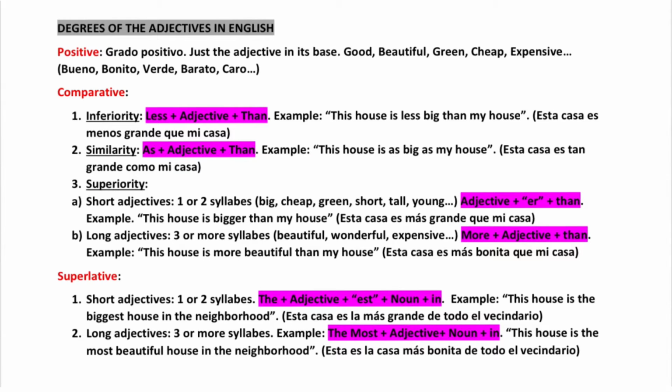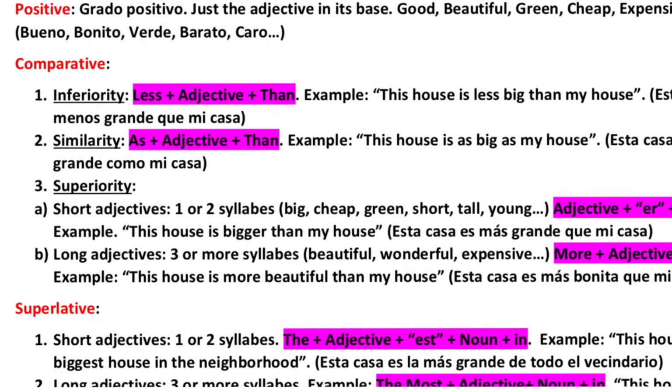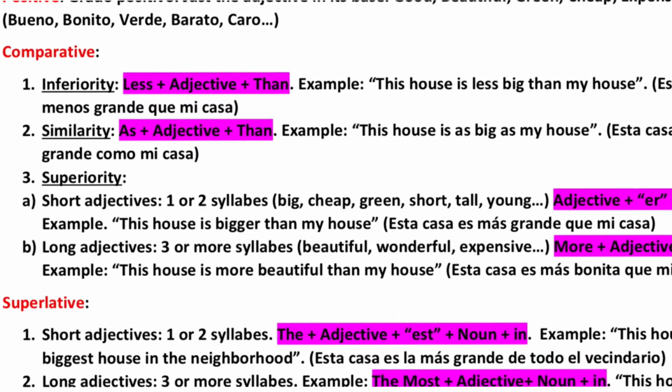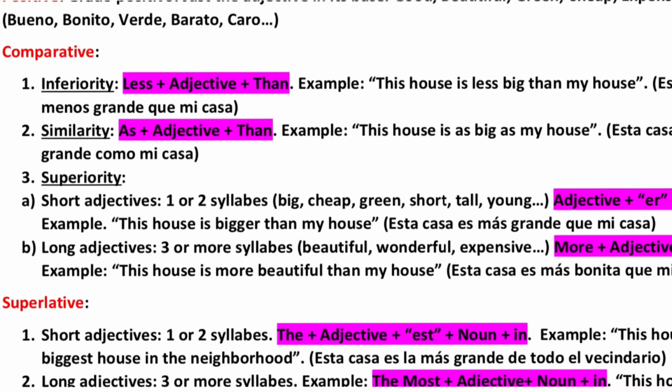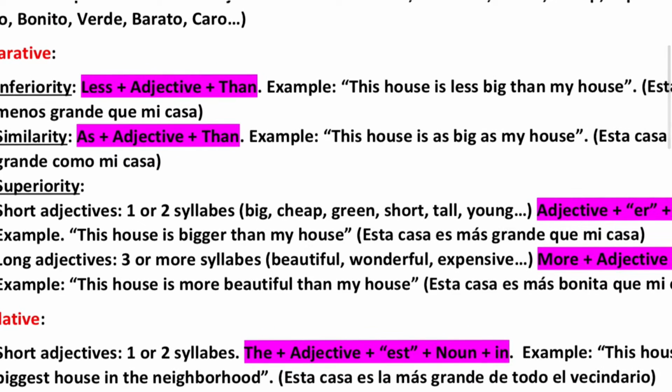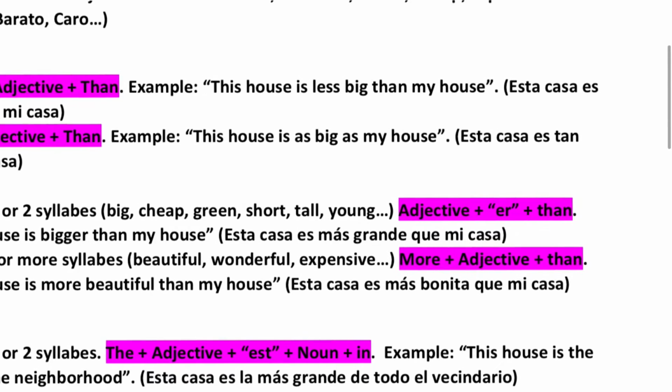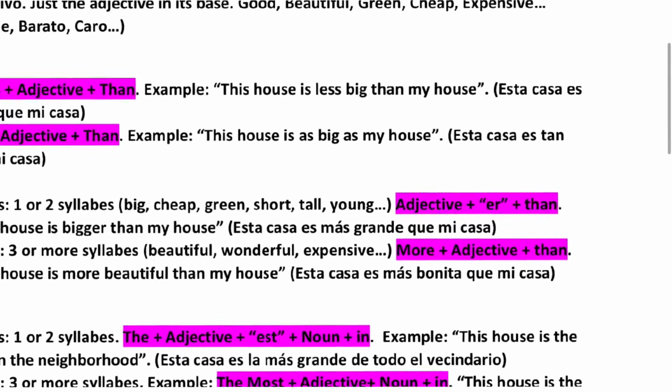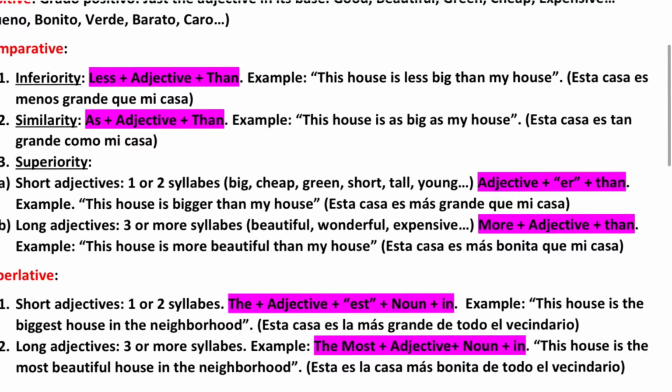In the comparative, as for example in Spanish, we compare two things, people, objects, animals. Estamos comparando entre dos personas, dos cosas, dos objetos. Aquí en el comparativo tenemos tres tipos de comparativo: inferioridad, similaridad y superioridad. Okay? For the inferiority we have less plus the adjective plus than. In the example we have, this house is less big than my house. Esta casa es menos grande que mi casa.